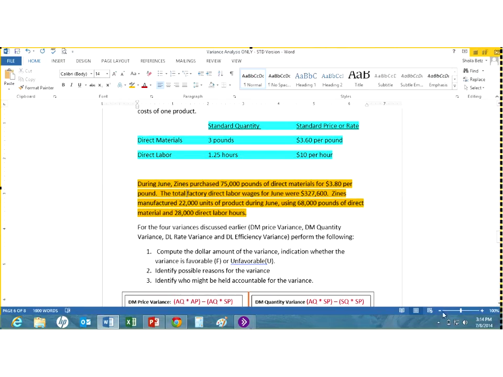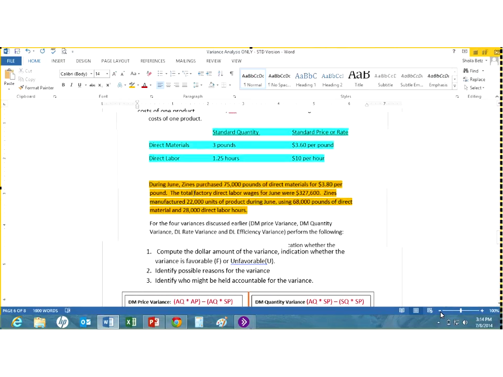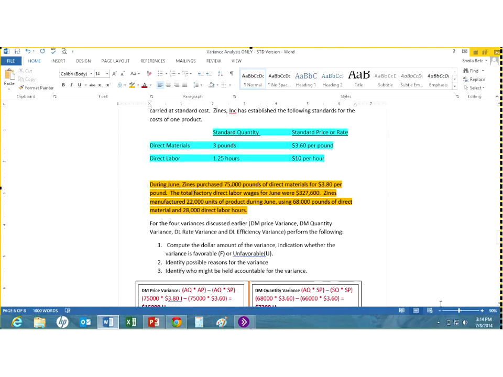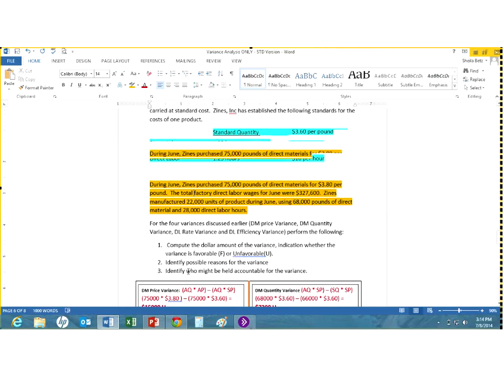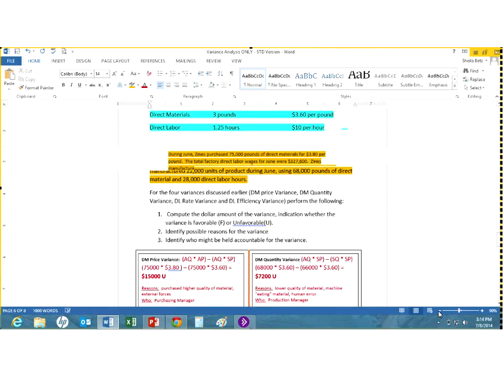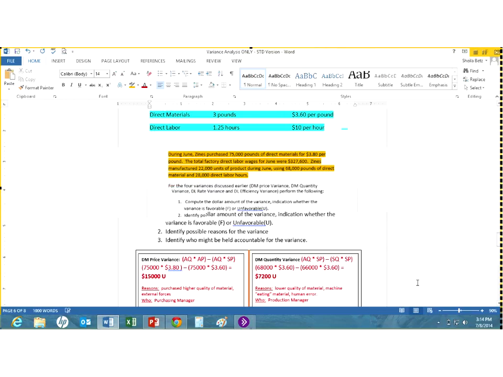So for the 4 variances we discussed earlier, we want to calculate the direct material price variance, direct material quantity variance, direct labor rate variance, and direct labor efficiency variance. We want to compute the dollar amount of each variance and say if it's favorable or unfavorable. Then we want to talk about possible reasons for why we may have the variance. And then finally end with identifying who might be held accountable for the variance. So let's begin, shall we?